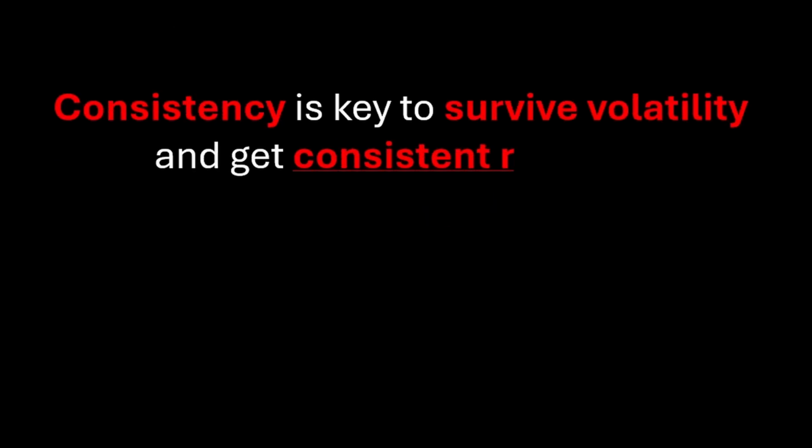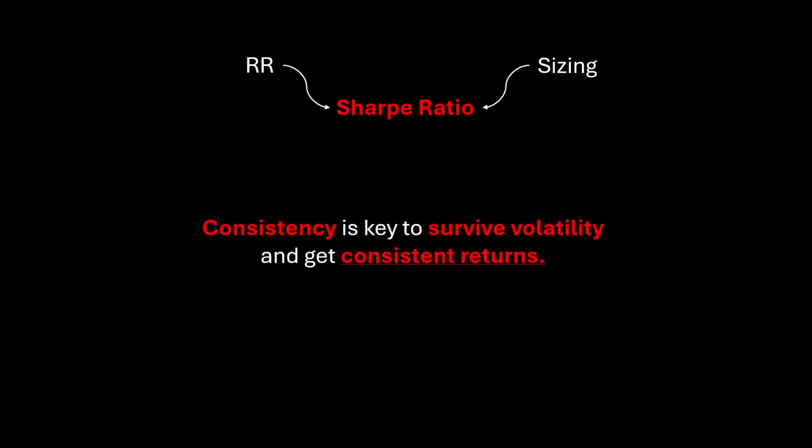And so the sizing and RR both go back to the Sharpe ratio. Consistency and the ability to repeat your trade in a consistent manner is crucial to surviving volatility and have consistent returns.